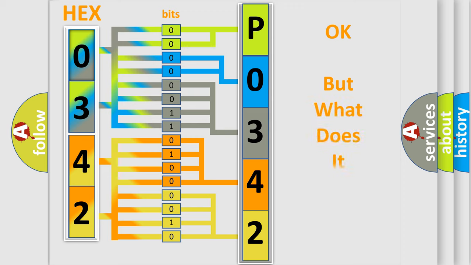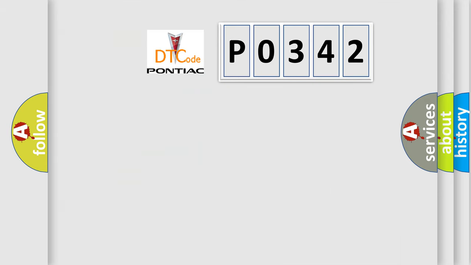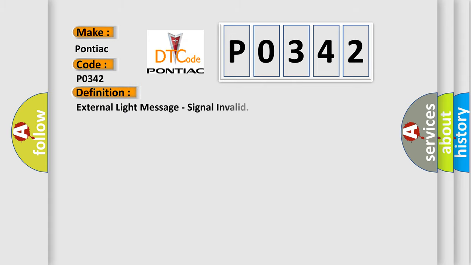The number itself does not make sense to us if we cannot assign information about it to what it actually expresses. So, what does the diagnostic trouble code P0342 interpret specifically for Pontiac car manufacturers? The basic definition is external light message, signal invalid.